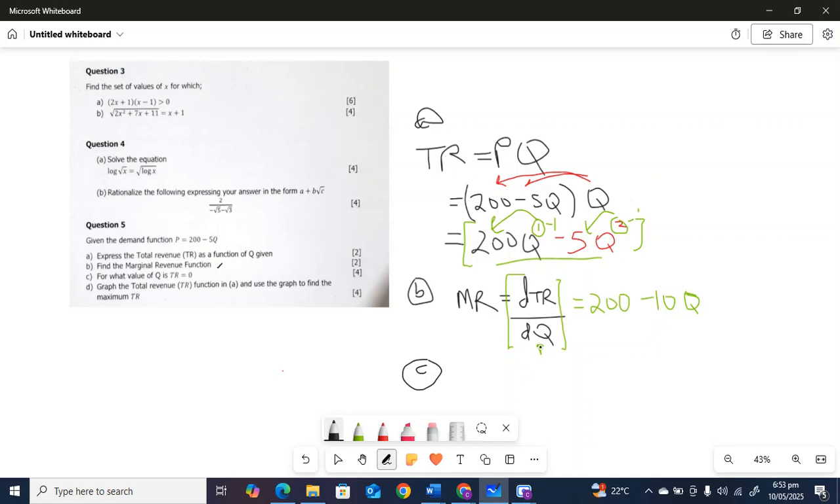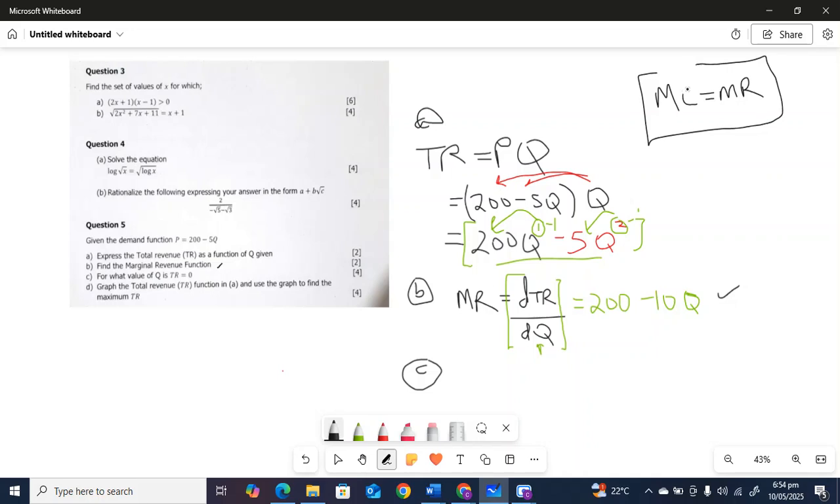Think of this as the rate of change of total revenue. Another thing I need to mention: remember the profit maximization principle. For a firm to maximize profit, it has to produce the number of goods where marginal cost equals marginal revenue. So please remember, this is a profit maximizing condition.